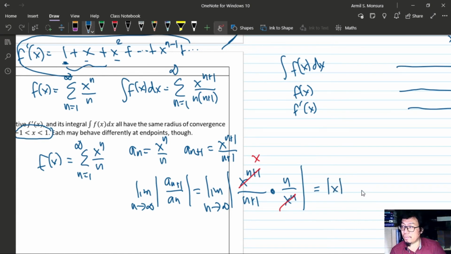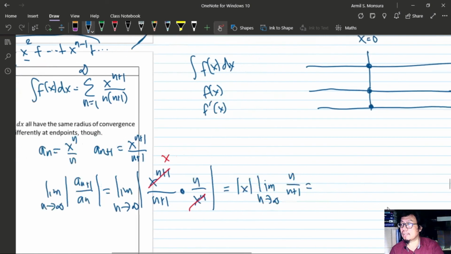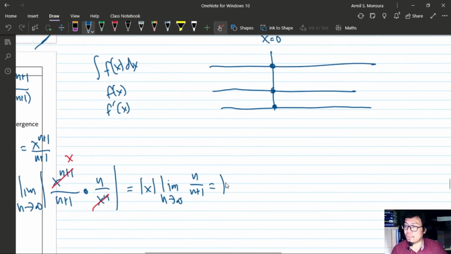So the absolute value of x times the limit of n over n plus 1, make it positive because n is a positive integer. So we'll have it as the limit of n over n plus 1 as n approaches infinity, which would lead us to the result of having this limit equal to 1.